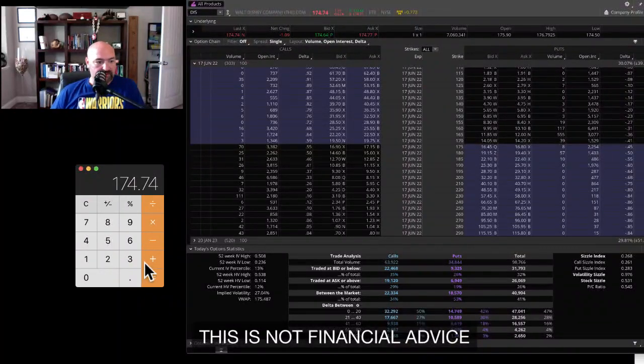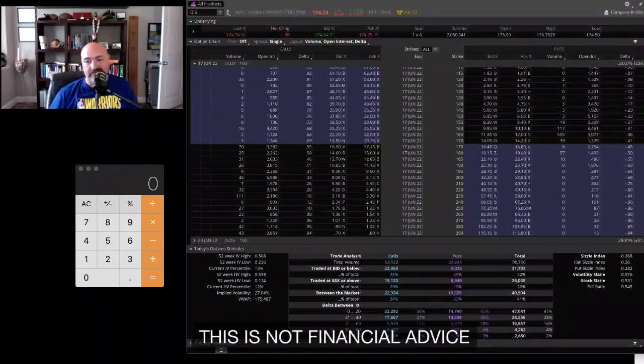Okay, so $174.74 plus 27%. It's $47 roughly. So $221.91. So basically $222 on the high end. And then on the low end, we'd be looking at $174.74 minus 27%. Basically $127.50. So in theory, again, this is just theoretical, there's a 68% chance that this stock should be trading between $127.50 and $222 a year from now.